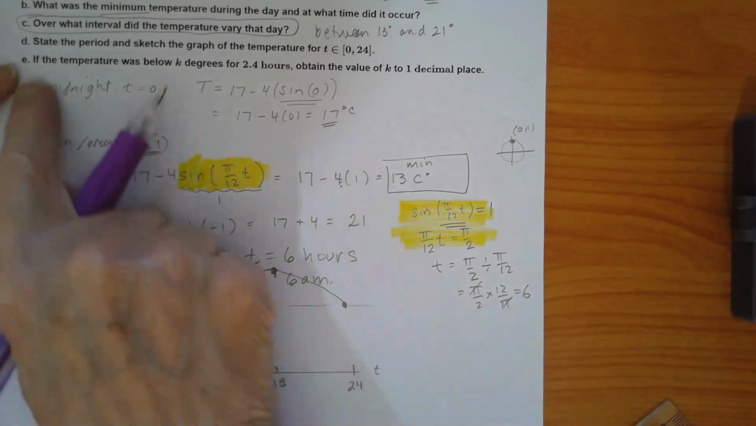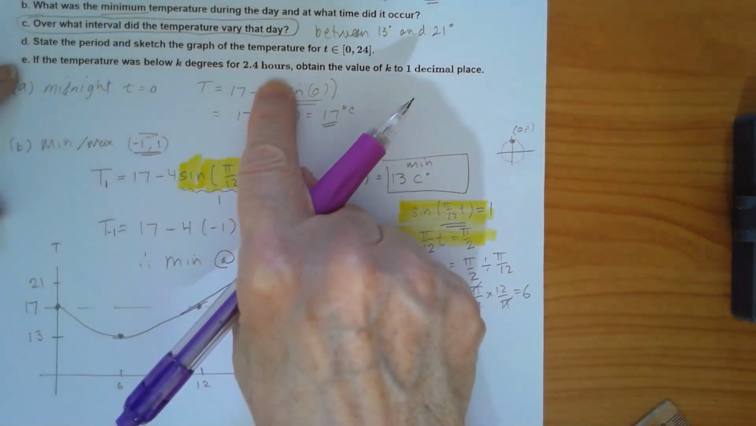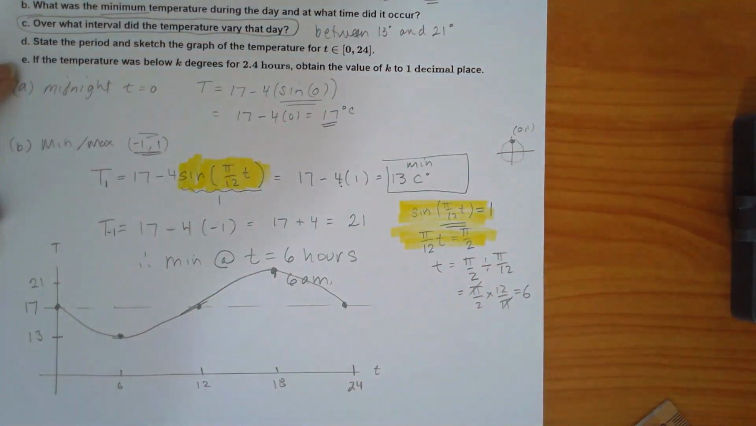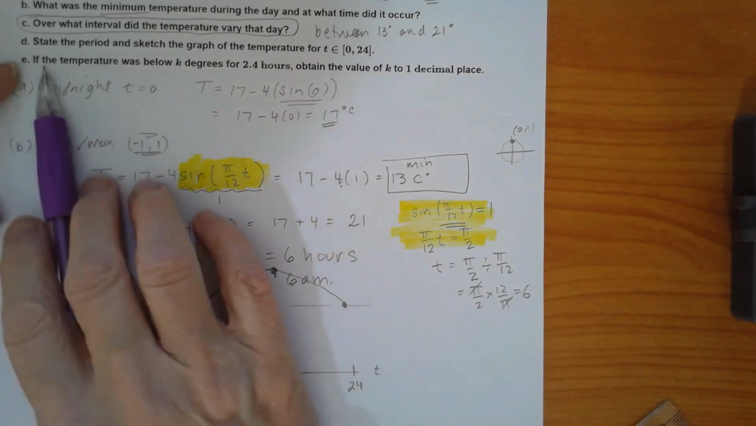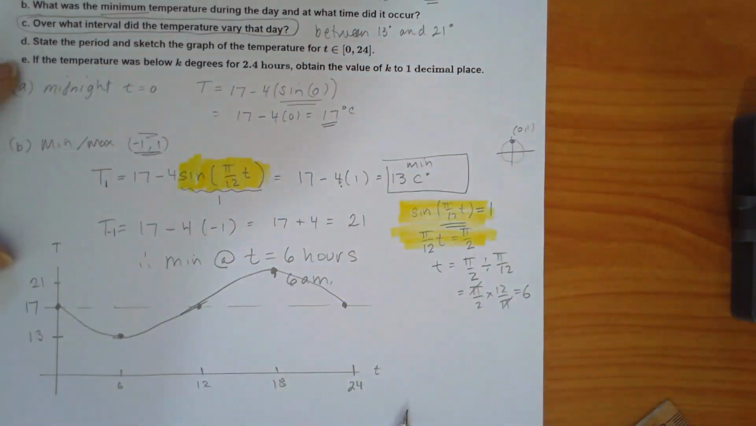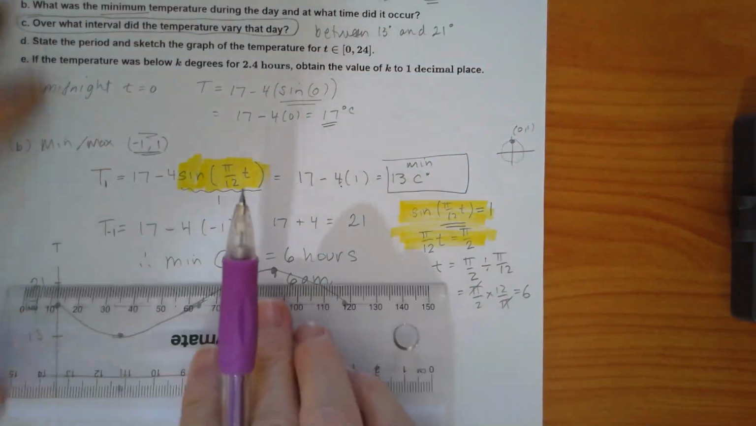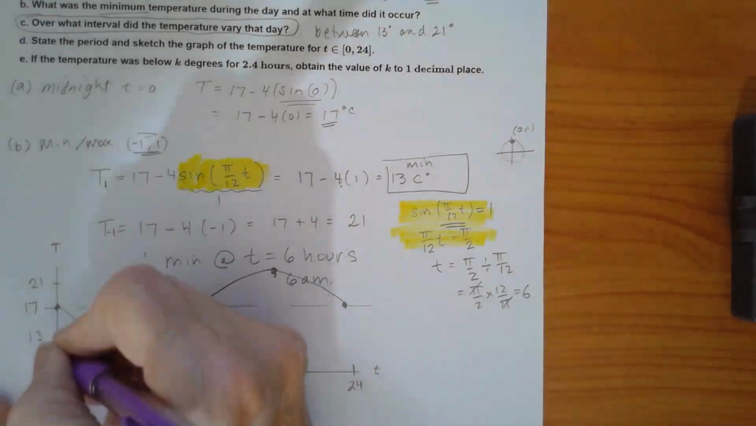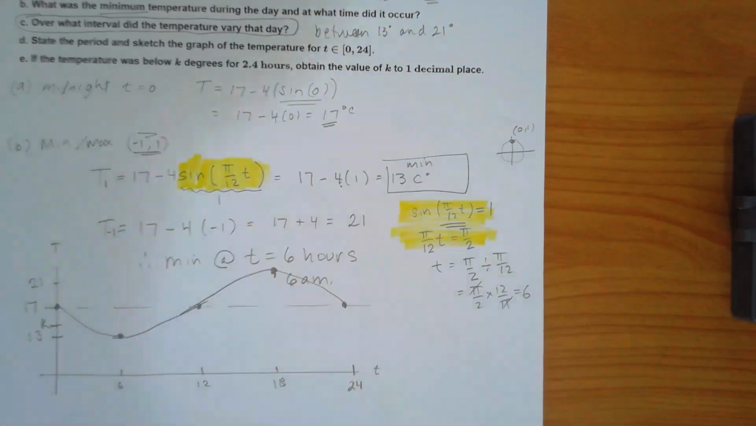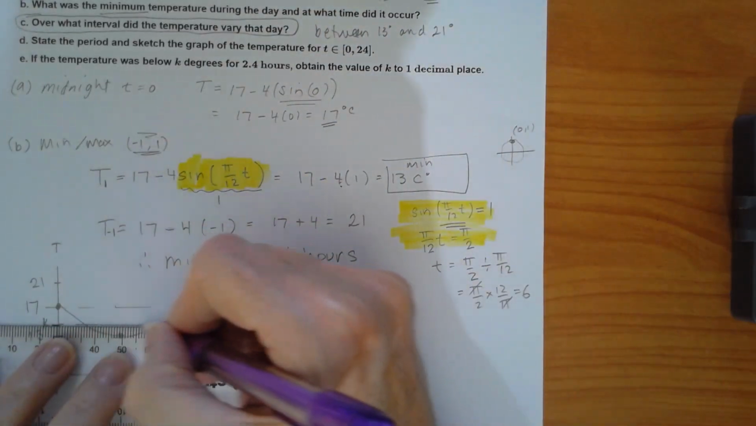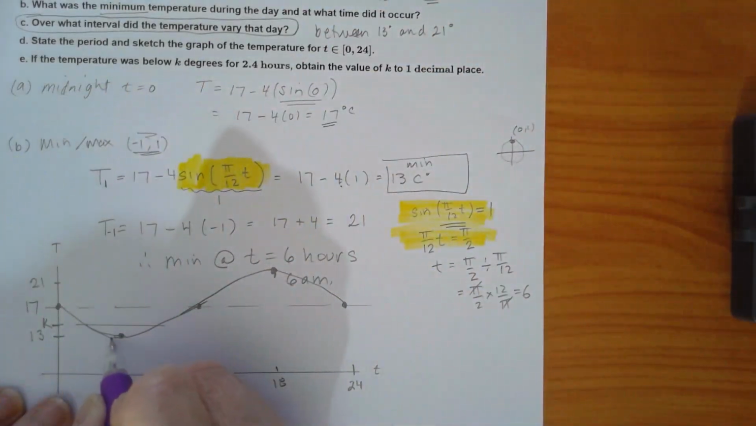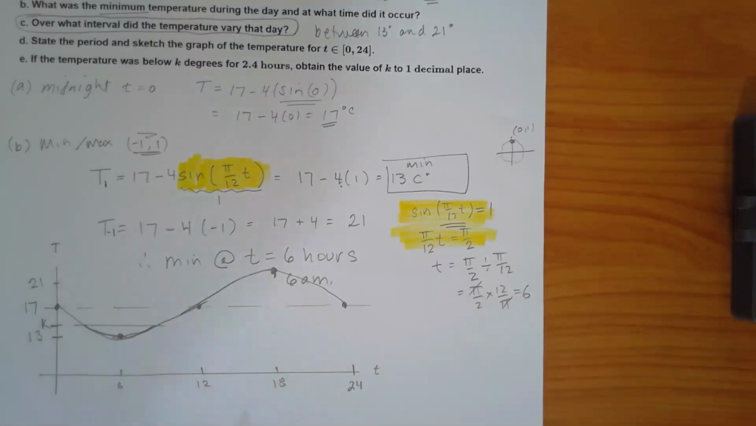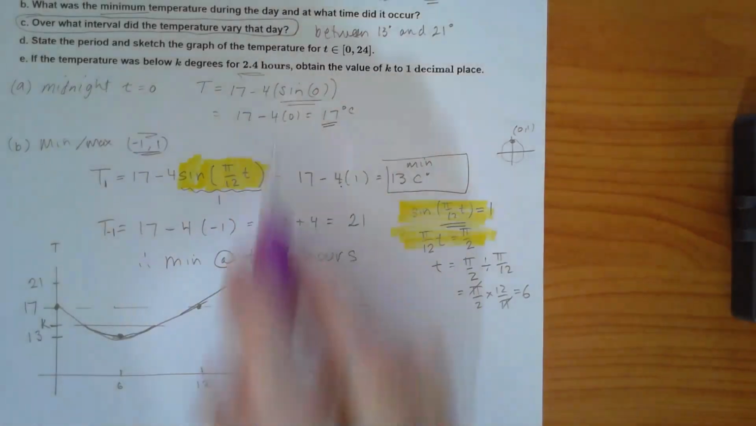Okay, and then it says, if the temperature was below K degrees for 2.4 hours, obtain the value of K. Oh my God. Okay. Well, first of all, it says the temperature was below K degrees for 2.4 hours. I don't think K is up here, because that means the temperature would have been low for 6 hours, more than 12 hours. So it definitely is some K on here, K degrees, so that when I draw this in, this time right here, this time is 2.4 hours.